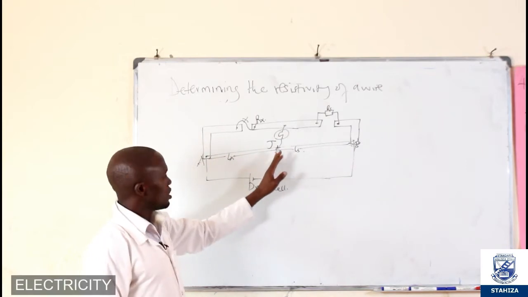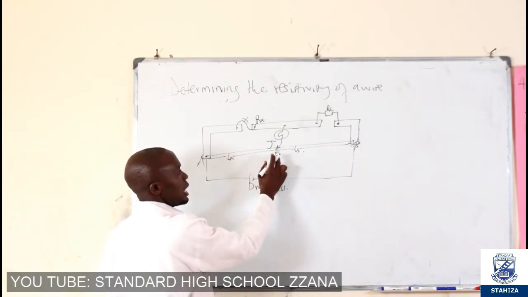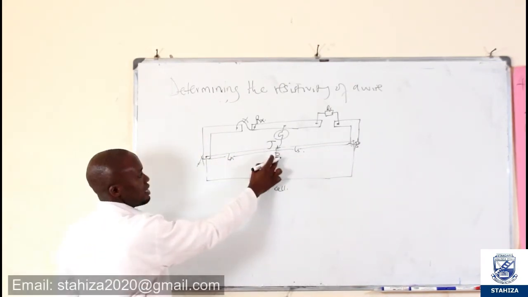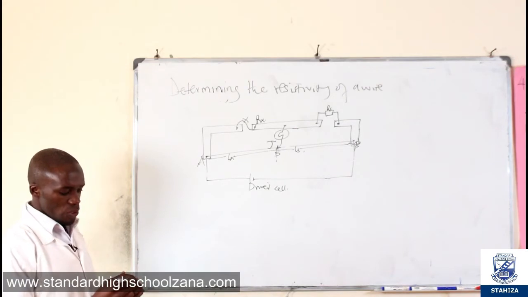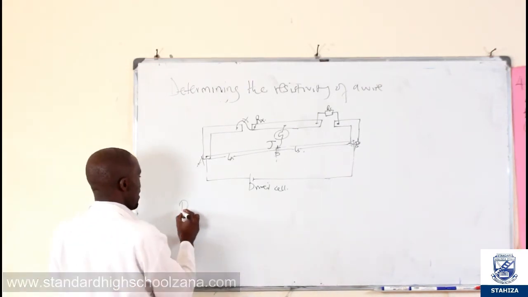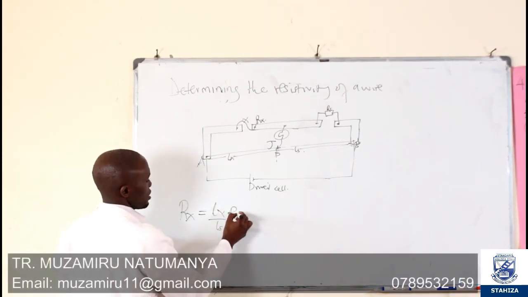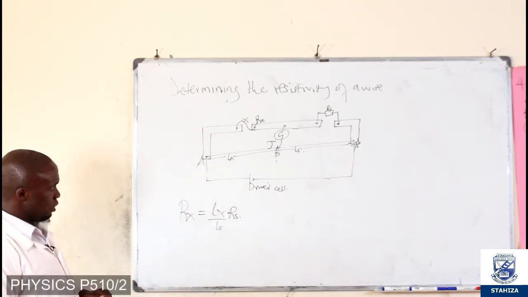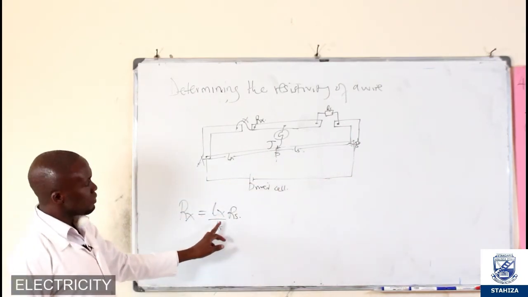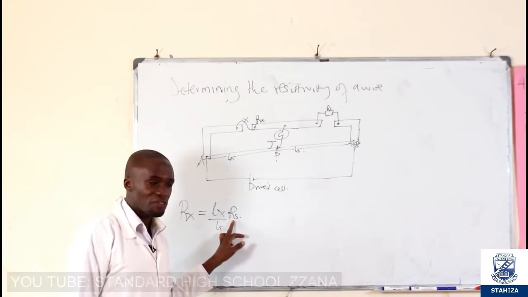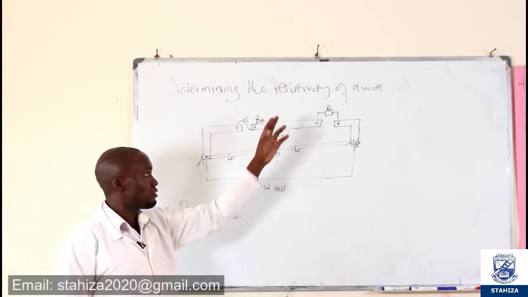Whenever that happens, you take the readings of the balance point, that is AP and PB. AP is recorded as LX and PB as LS. Using the meter bridge balance, we shall get Rx equals LX out of LS times RS. Where am I getting this from? LX and LS are read by you on a meter rule. RS is a standard resistor whose value is known, it can be 10 ohm or 5 ohm, and it can be read from there.